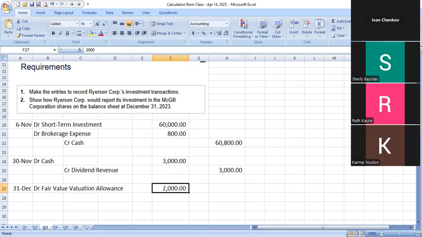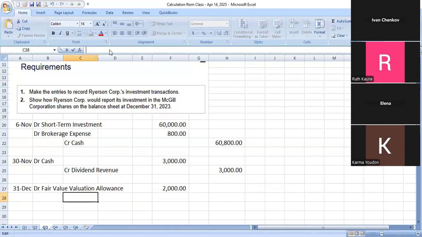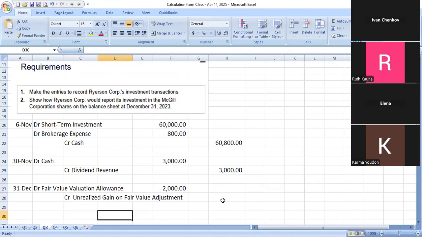And which account am I going to create now? Unrealized gain. Unrealized gain on what? On the fair value adjustment. That's correct. That will be unrealized gain on the fair value adjustment for the same amount, correct? Just to keep the entry in balance.